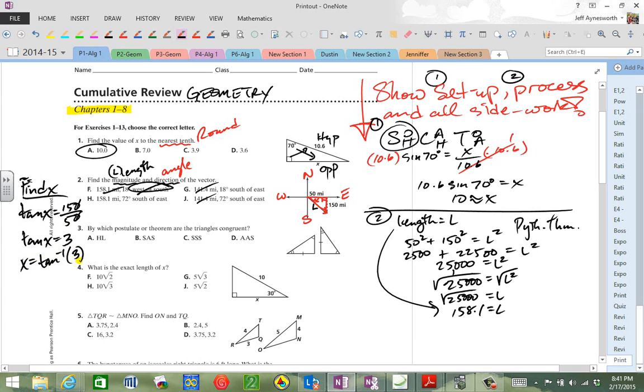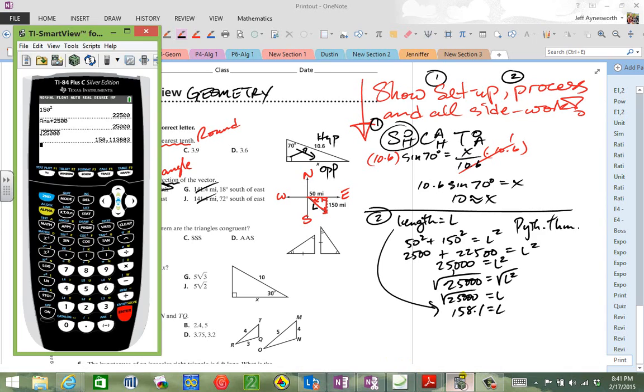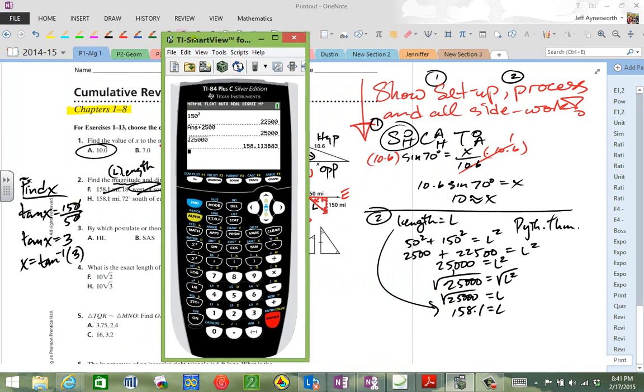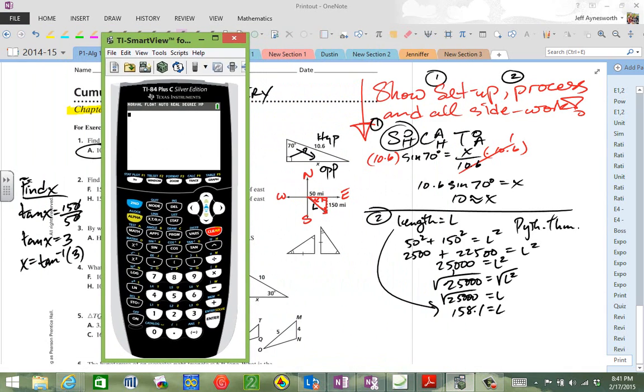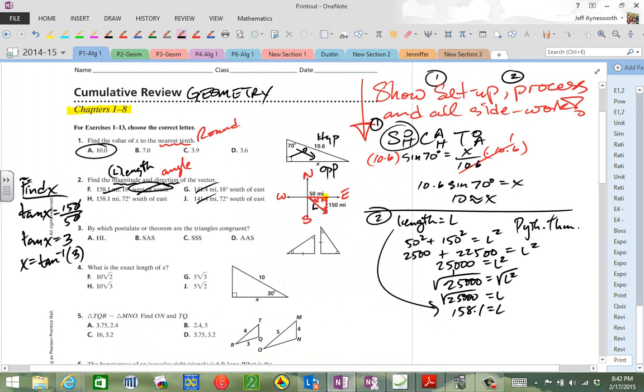What's that? Well, again, that's a calculator problem, right? So let's work it out. Let's clear out the calculator. Go second tangent, which is the inverse, right? Inverse tangent of 3 is about 71.56. So this angle right there is 71.5 degrees.